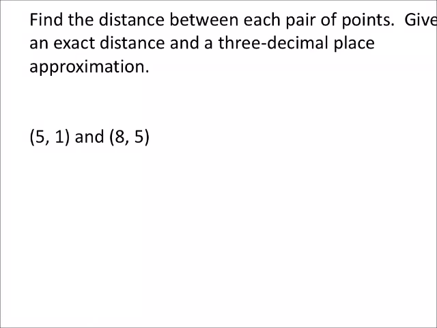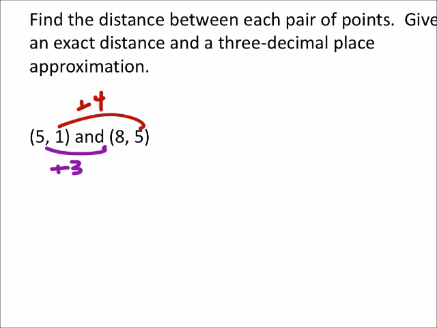So using the slope on this thing, I find the change in my y is that from 1 to 5, I'd have to add 4. And then the change in the x's from 5 to 8, I would have to add 3. So that means I've got two legs.